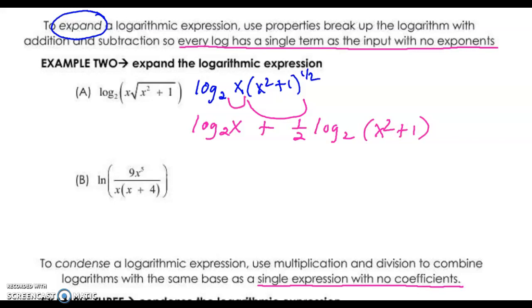plus 1. Well, now I've expanded my expression, and in each expression I've got just one input. And this exponent's okay. We just want to make sure we don't have exponents around the entire expression, like this 1/2 here. All right, let's move on.